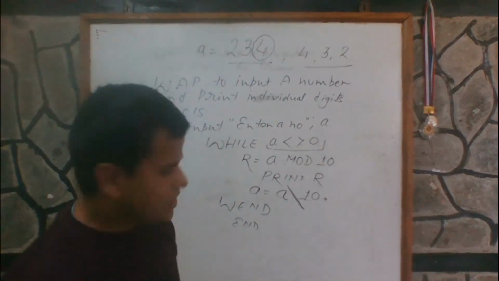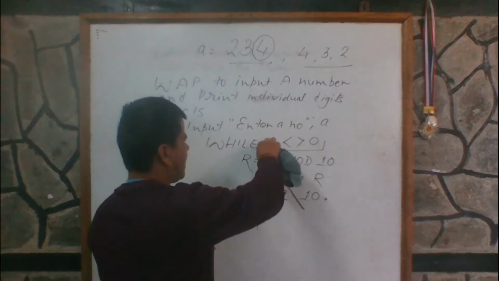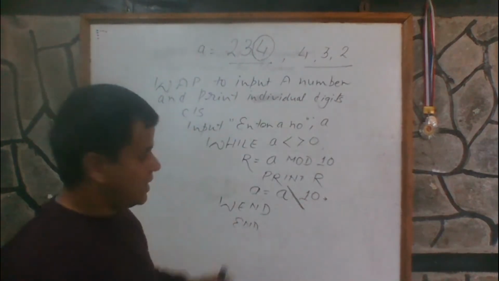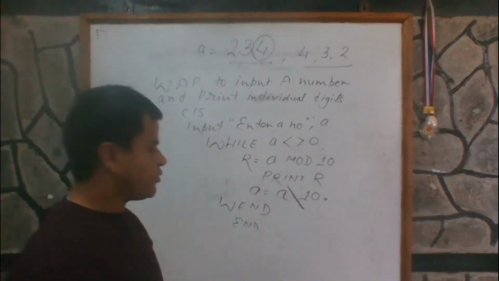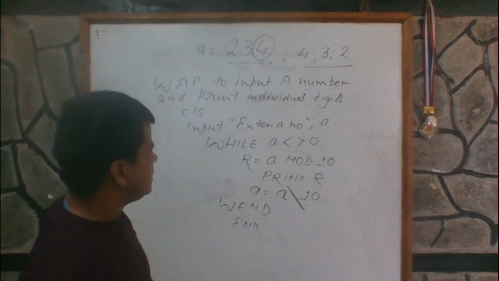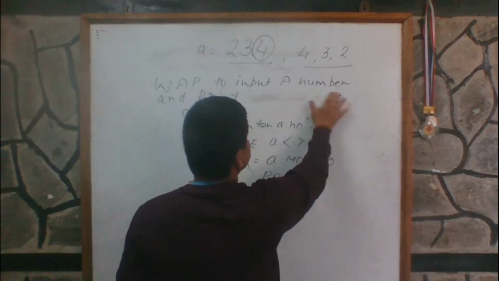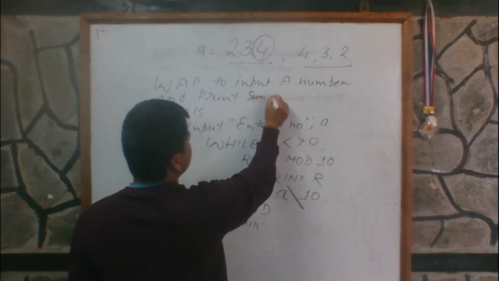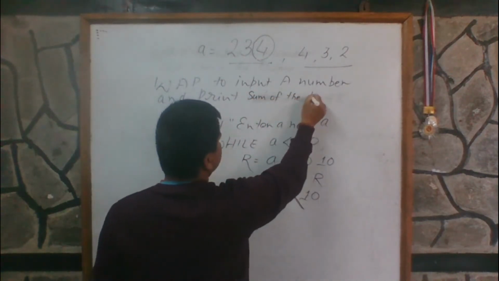अब यहाँ अलिकति change गर्छु है. Suppose I want to make the program change. अब यहाँ मैले program change गरेँ. अब हेर, यही programबाट मैले अर्को program बनाउँछु है. Write a program to input a number and print the sum of the digits.